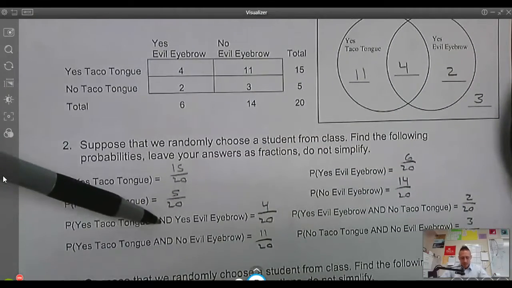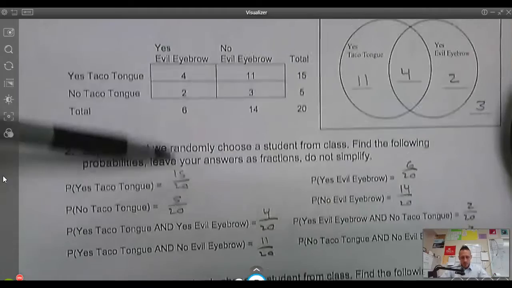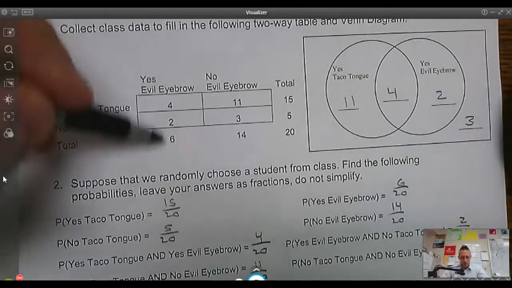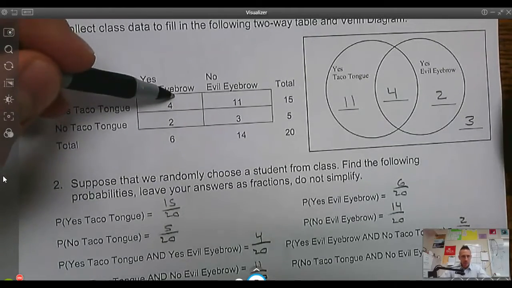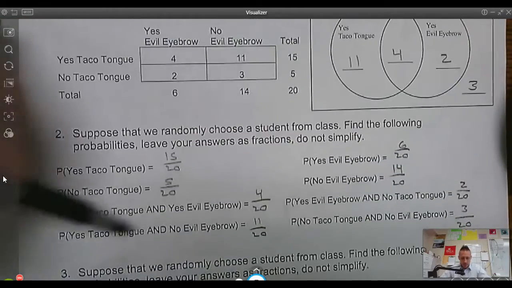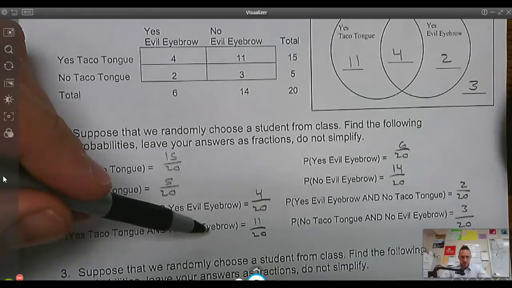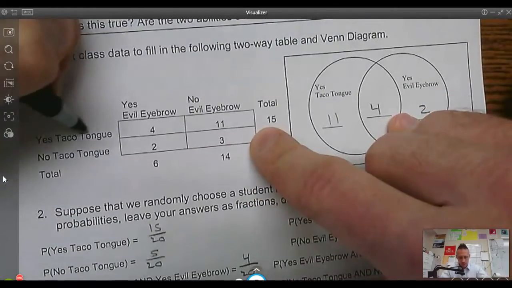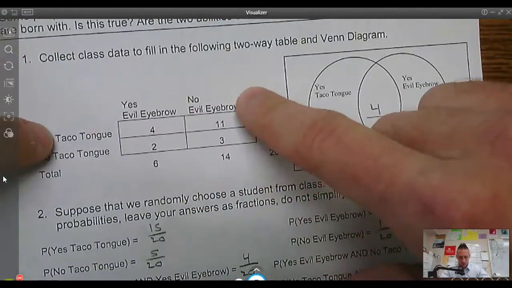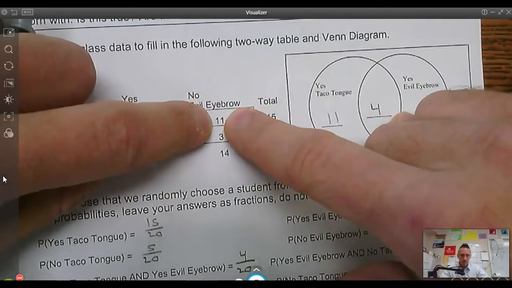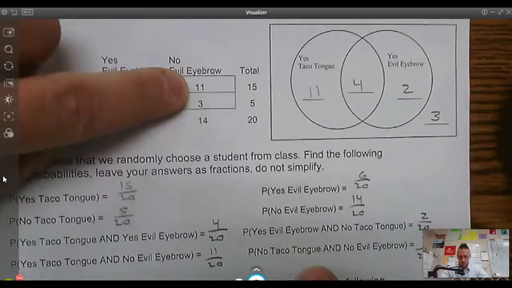Now we get into ands. Yes, taco tongue and evil eyebrow. So I'm looking at the intersection of both. There's 4 students out of everyone. Yes, taco tongue and no evil eyebrow. So now I'm looking at yes, taco tongue, no evil eyebrow. They intersect here at 11. So there's 11 students out of 20.